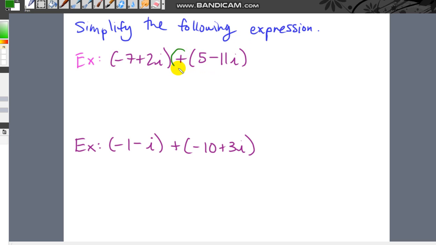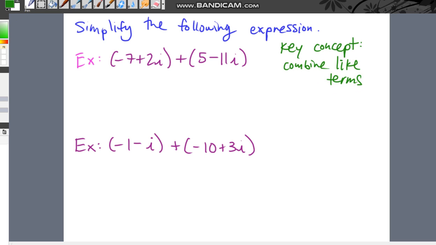The plus sign here, anytime you see a plus sign that you see here and here, this implies that we are going to combine like terms. Let me go and write that out for you. Okay, so the key concept is to combine like terms.